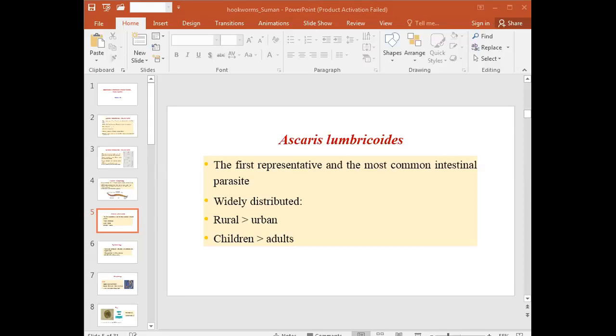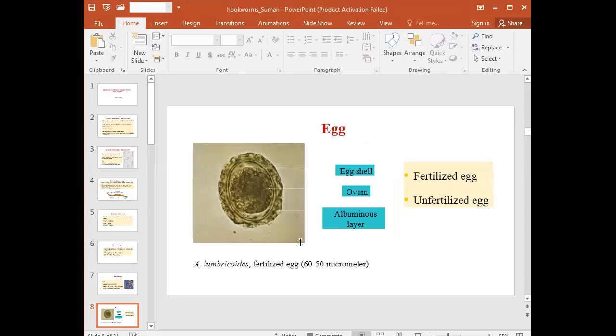So the fertilized eggs appear as round or oval structures with sizes of about 45 to 75 micrometers long and 35 to 50 micrometers wide. They are surrounded by a thick albuminous layer. And this albuminous mammillated lumpy outer coat is preventing them from staying in the small intestine.